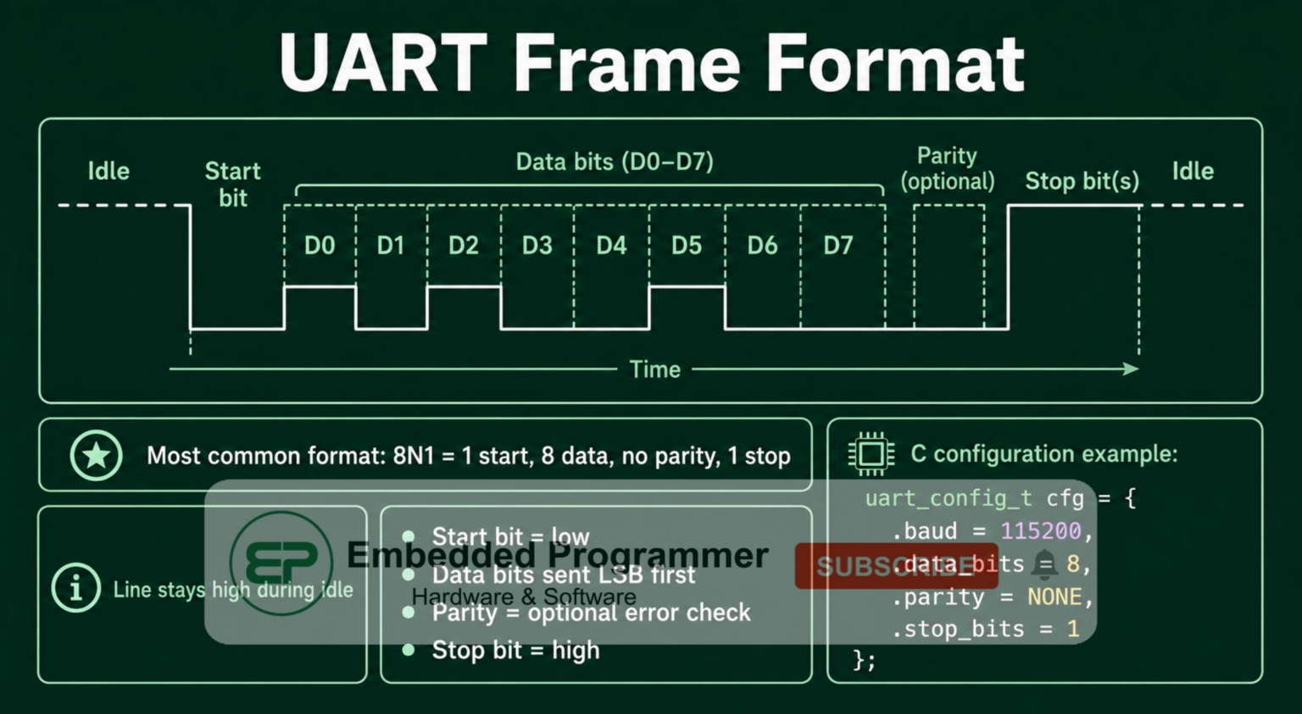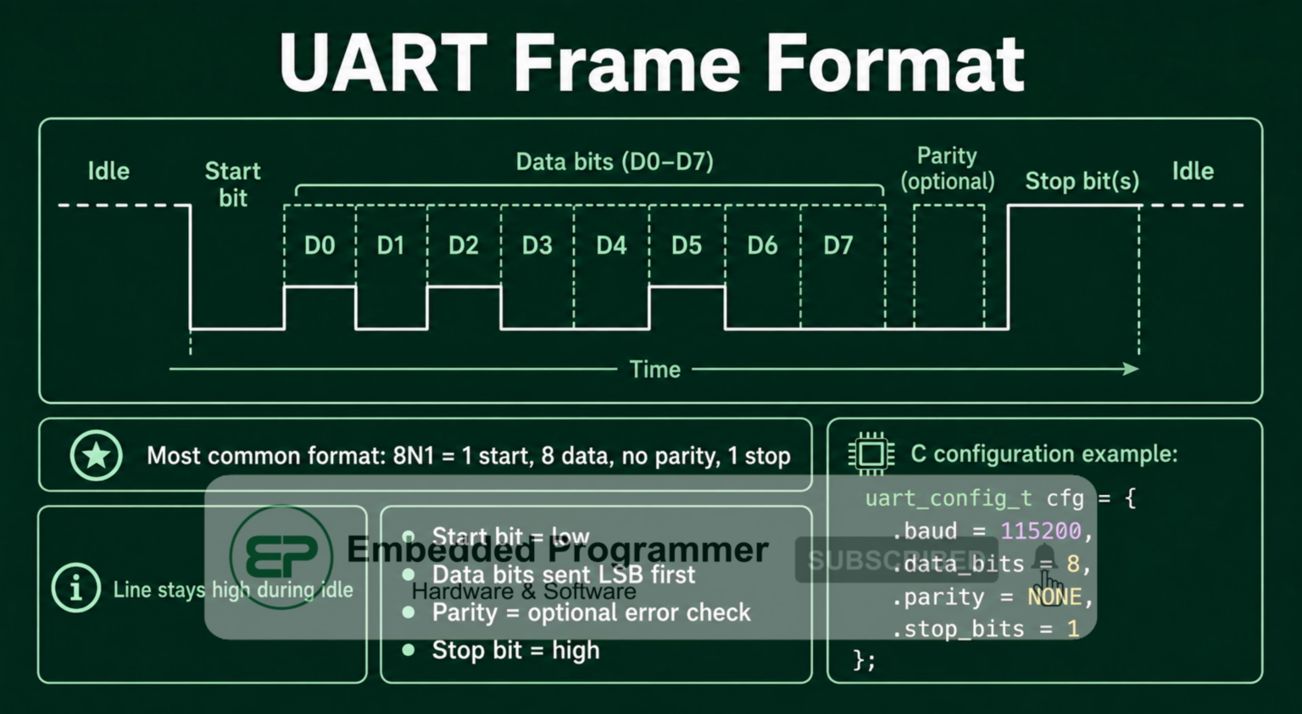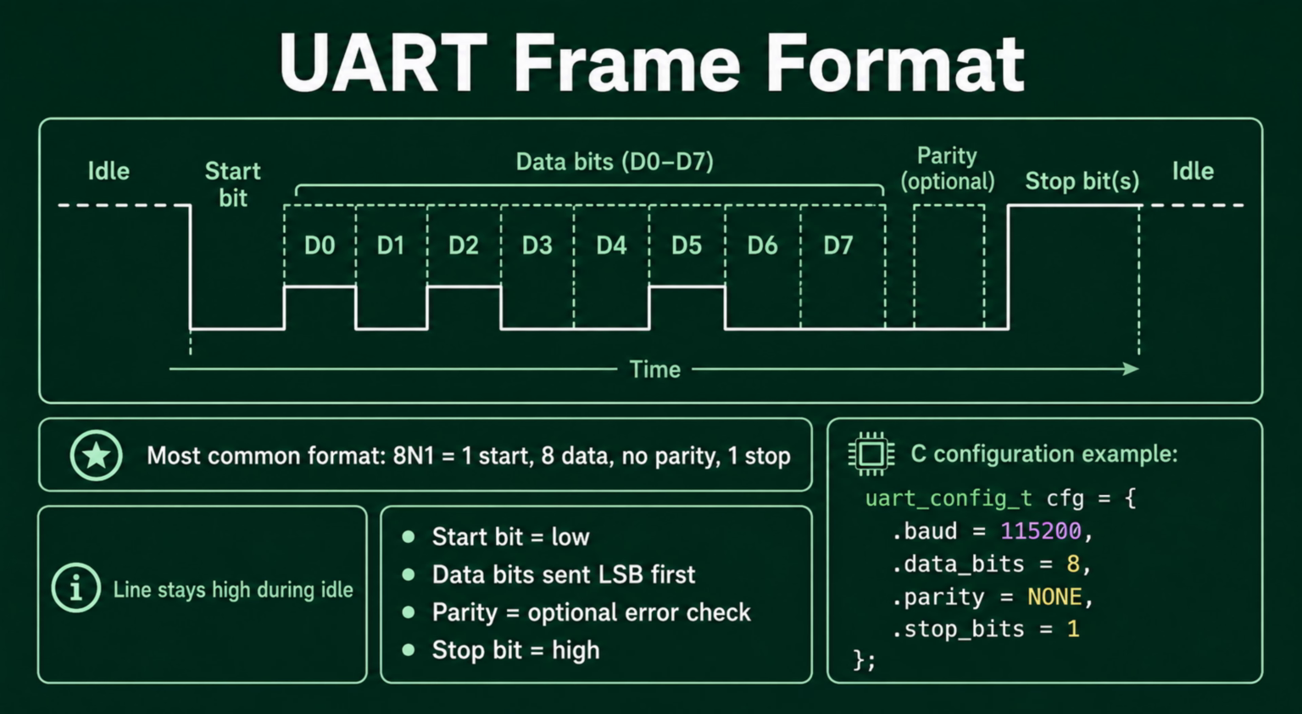UART sends each character inside a structured frame. When no data is being transmitted, the UART line remains at the logic high level. Transmission begins when the transmitter drives the line low for one start bit. After the start bit, the data bits are sent, normally beginning with the least significant bit. In an 8-bit configuration, the frame contains D0 through D7. An optional parity bit may follow the data bits.